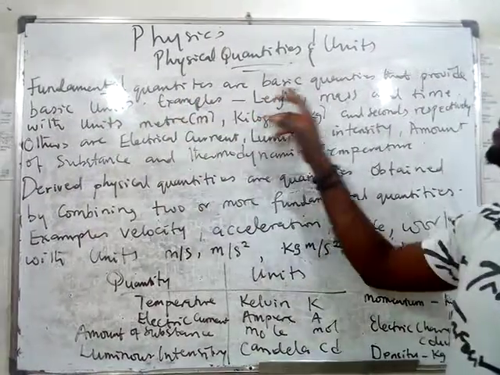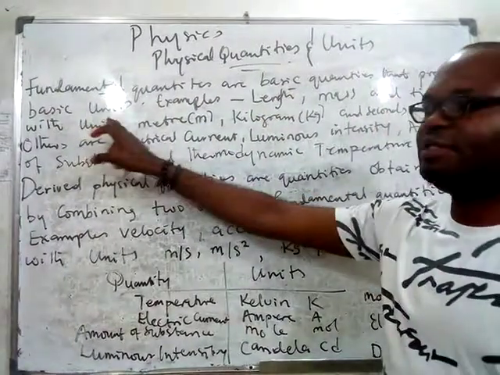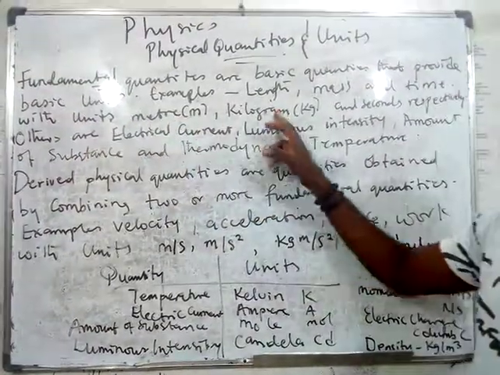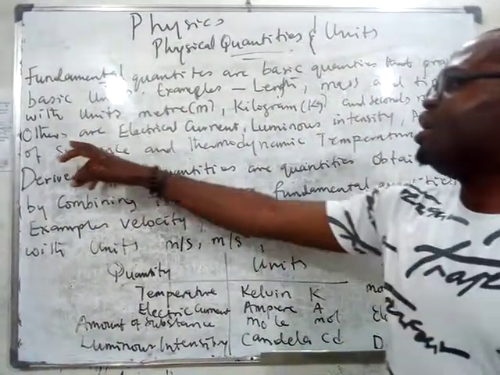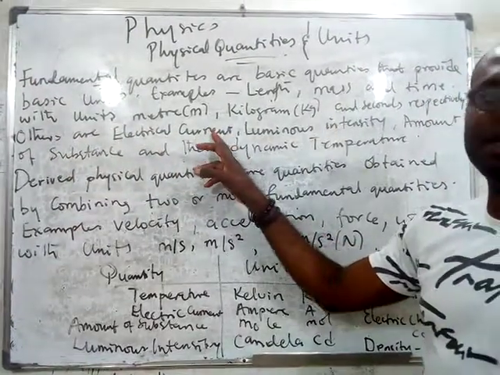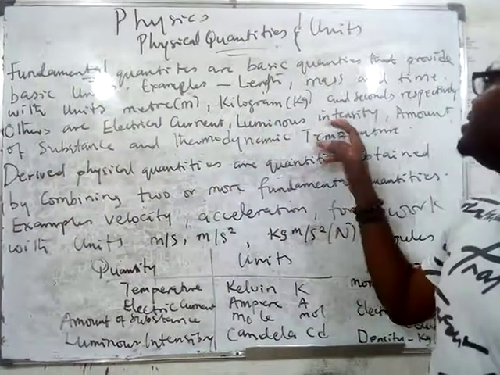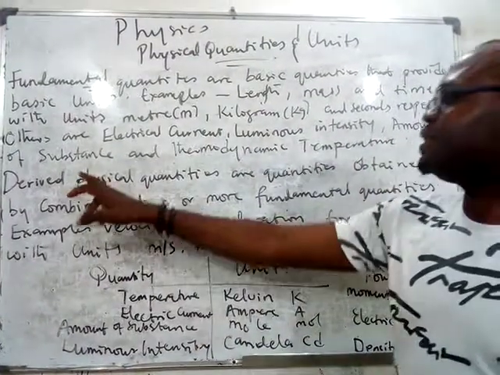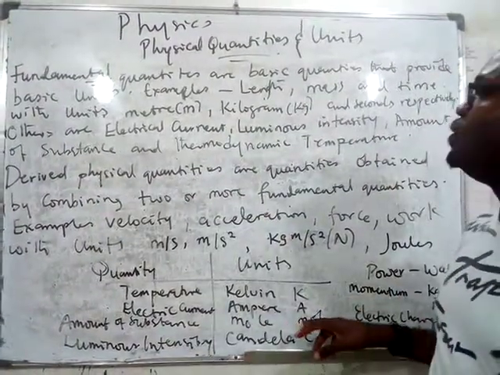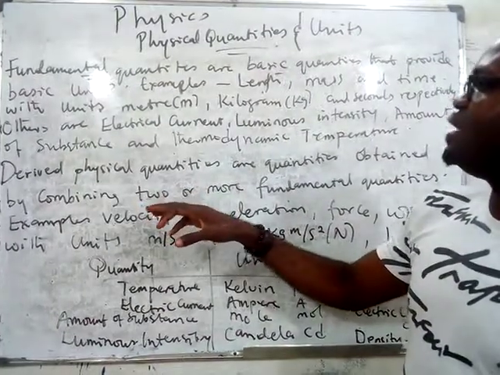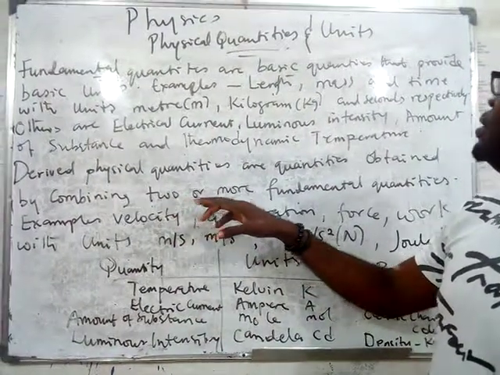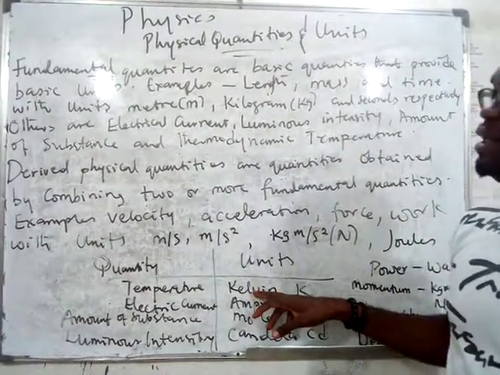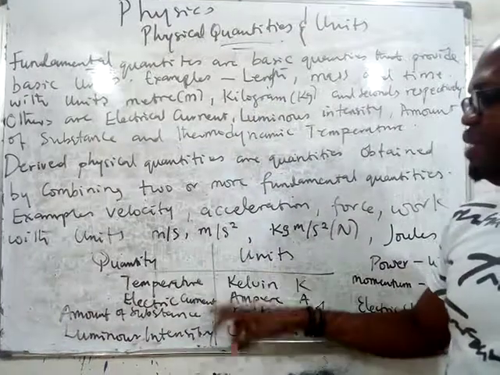So now we look at physical quantities and units. Fundamental quantities are basic quantities that provide basic units. Examples are length, mass, and time, with units meter, kilogram, and seconds respectively. Others are electrical current, measured in amperes; luminous intensity, measured in candela; amount of substance, measured in mole; and finally thermodynamic temperature, which is measured in Kelvin. So all these are fundamental quantities.